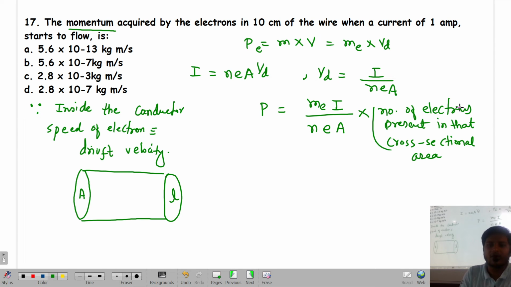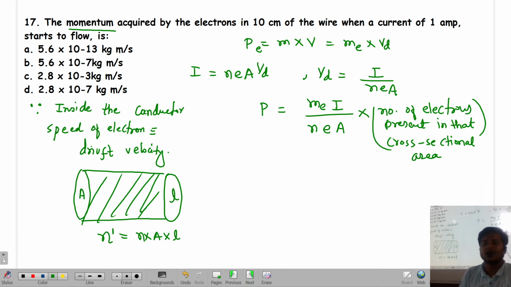Got it or not? What will that number of electrons be? What is the number of electrons present in this area of cross-sectional length L? It will be the number density n' times area A times length L. Yes or no? This will be the formula, or not? This will be the total number of electrons moving through this particular wire. Tell me yes or no?